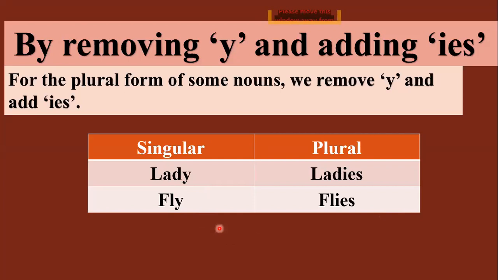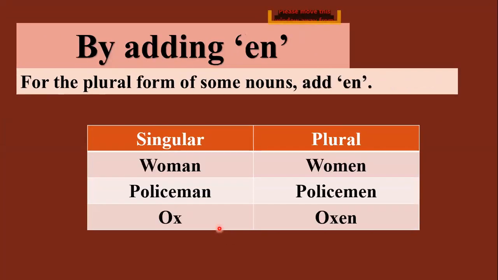Okay, let's move forward. By adding en, for the plural form of some nouns, add en. That is, if it's woman, WOMAN, it becomes women, WOMEN. Okay, so you change the AN to EN. The AN is changed into EN. Is that clear?